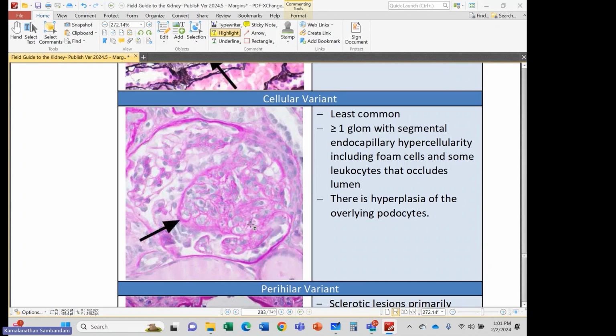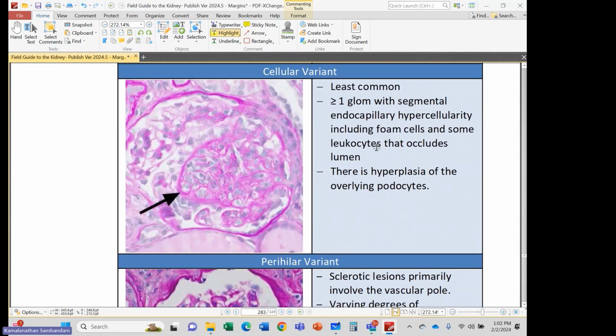Well, when I do immunofluorescence, I see nothing. All those other proliferative glomerulonephritides are going to have immune complexes, complement. So if you see a cellular glomerulonephritis, but the immunofluorescence is negative, and they're presenting with nephrotic syndrome, you call it. This is cellular variant FSGS. Okay.